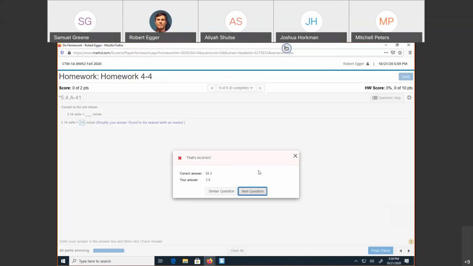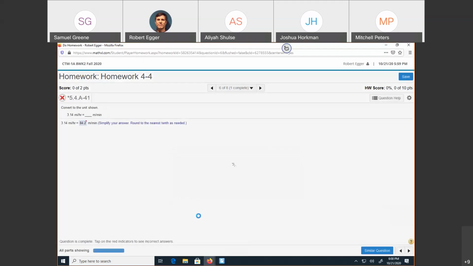Okay, so you get three attempts at every problem in the homework. Quizzes and tests, you only get one attempt. So you get three attempts. And I really don't want you to move on without having the right answer. So just say similar question. Basically, it resets that question so you can try it again.